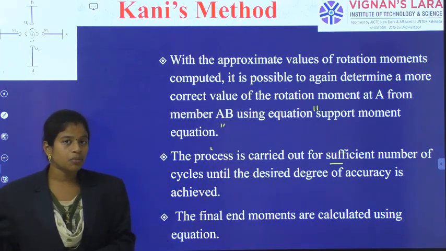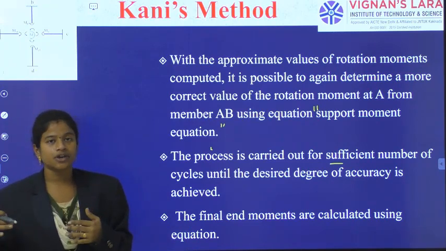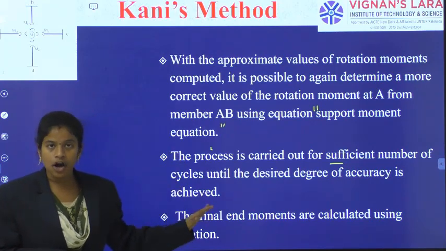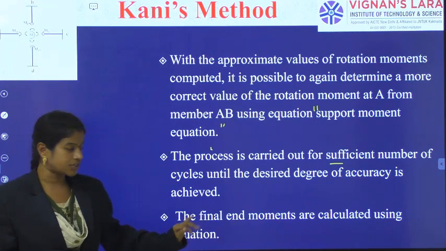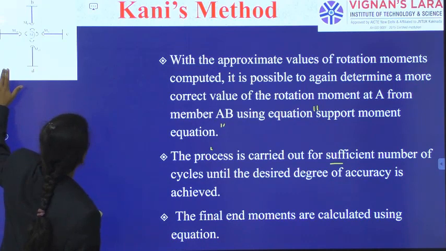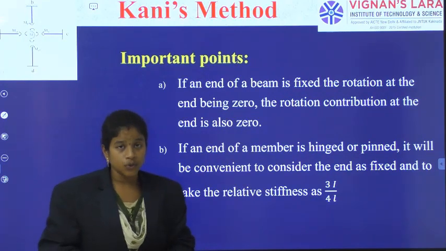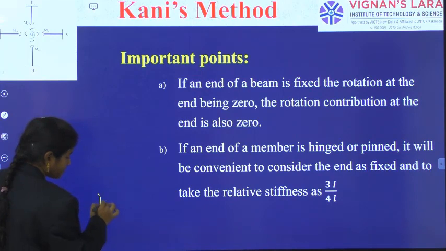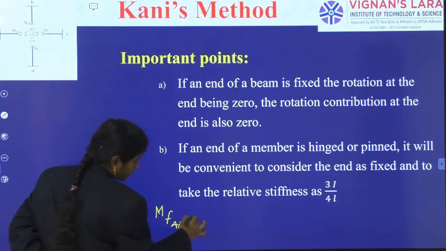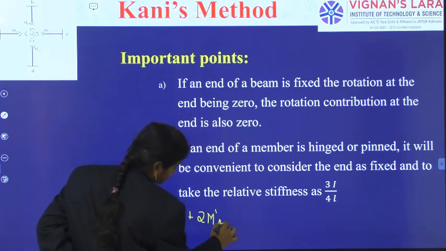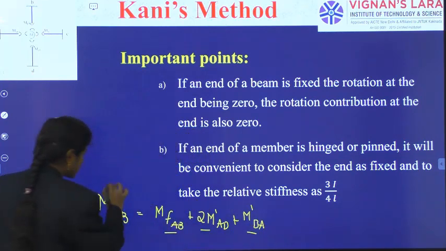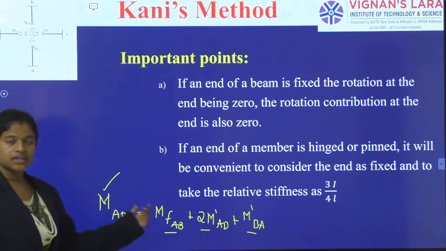Like the moment distribution, we continue the cycles and at some point we stop, once we get sufficiently accurate values. The final end moments are then calculated using the support moment equation: M_AB is equal to MF_AB plus 2 times M dash AB plus M dash B. After knowing each value, you can calculate the support moments. This is the final output.